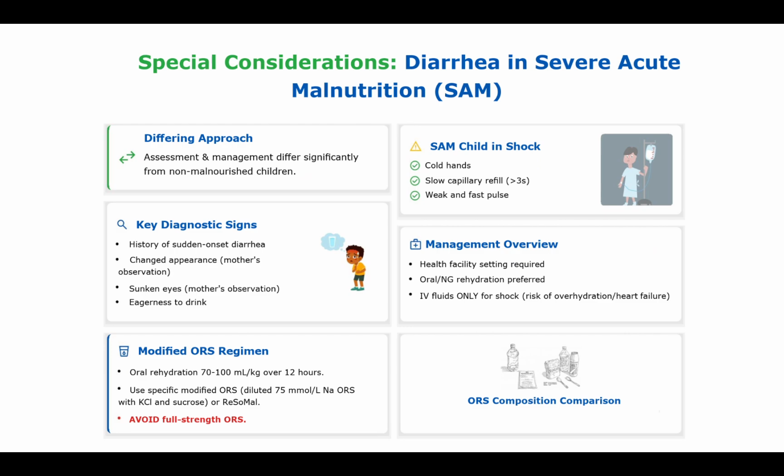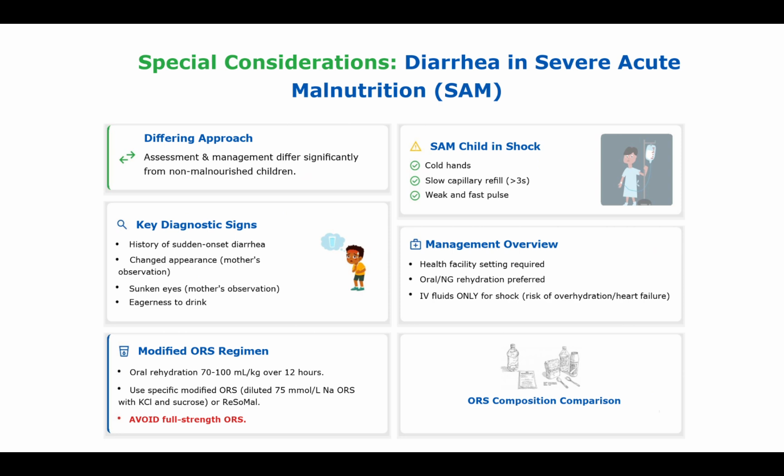Managing diarrhea in children with severe acute malnutrition requires a distinctly different approach compared to non-malnourished children, as their physiological responses are compromised. Diagnosis begins with a careful history. Look for a definite history of sudden onset diarrhea, any recent change in the child's appearance, the mother's observation of sunken eyes since the diarrhea started, and eagerness to drink.